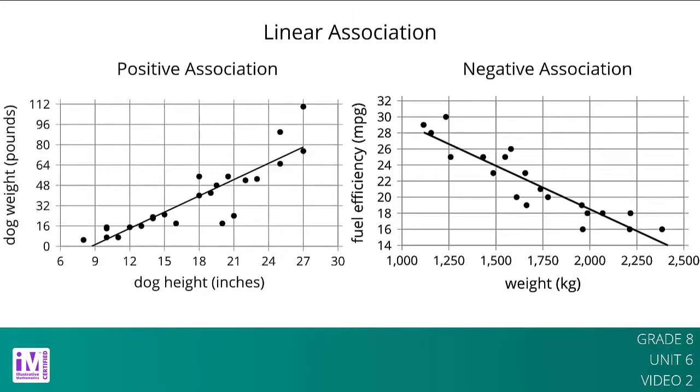In an earlier plot, we looked at the relationship between dog height and dog weight. Because this model fits the data well and the slope of the line is positive, we say there is a positive association between dog height and dog weight.